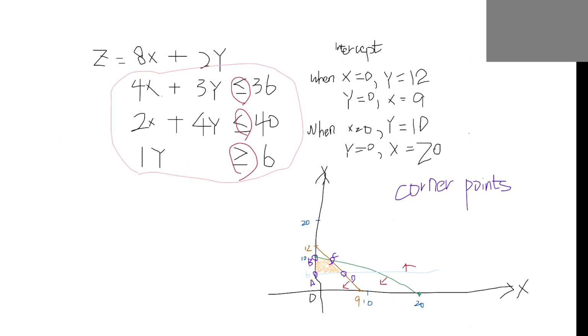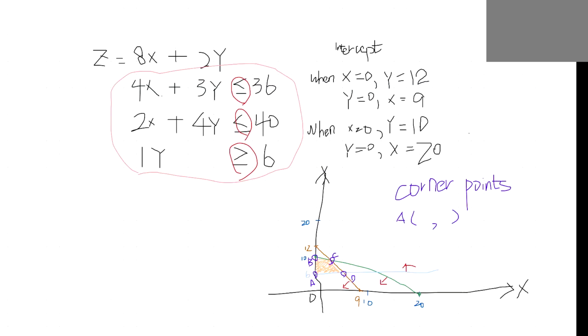So you take the XY coordinates of the four corner points, add the X and Y coordinates together, and that gives you the Z value, X plus Y is Z. And then whichever Z value is the highest is the optimal value. Exactly. Good job. So now A, what is the coordinate of A?